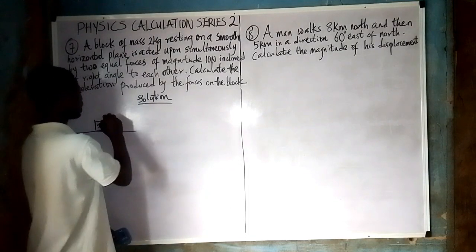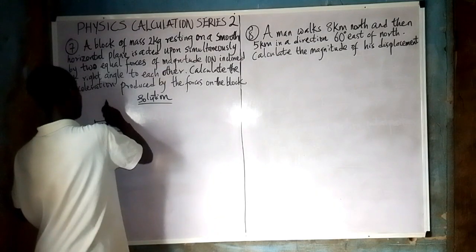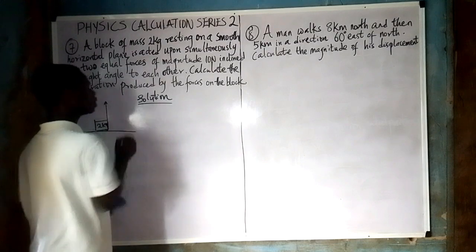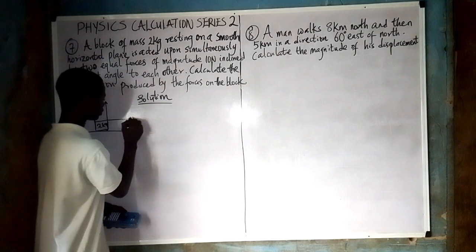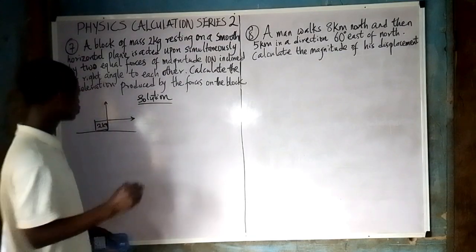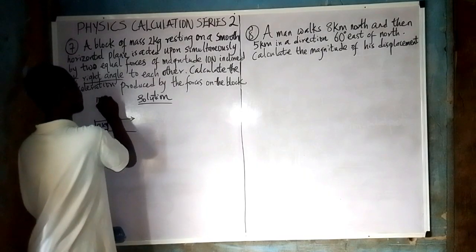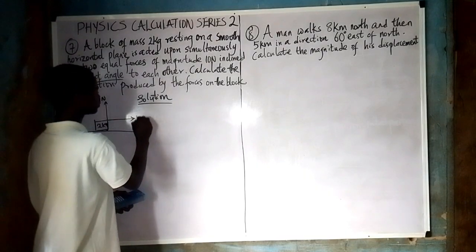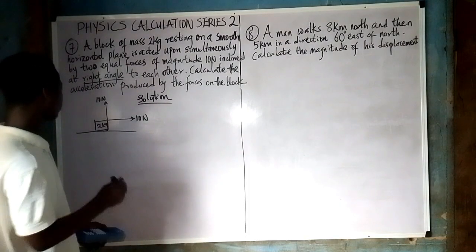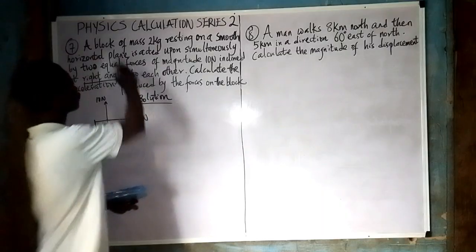While one is acting upward, let me draw it a bit more upward, the other one is acting this way. And the angle between these two forces is 90 degrees, so right angle. The force here is 10 Newton, the force here is 10 Newton. Now the body is of mass 2 kg.